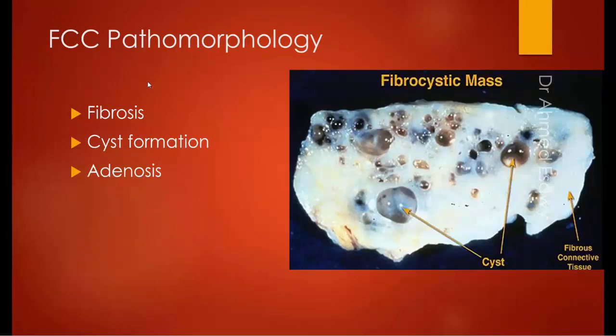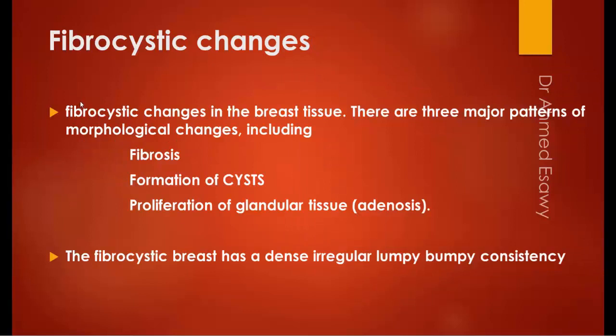Fibrocystic change pathomorphology includes three components: fibrosis, cyst formation, and adenosis. Fibrocystic change is either focal or diffuse. In the breast tissue, there are three major patterns of morphological change, as we talked about before, including fibrosis, formation of cysts, and proliferation of glandular tissue, adenosis.